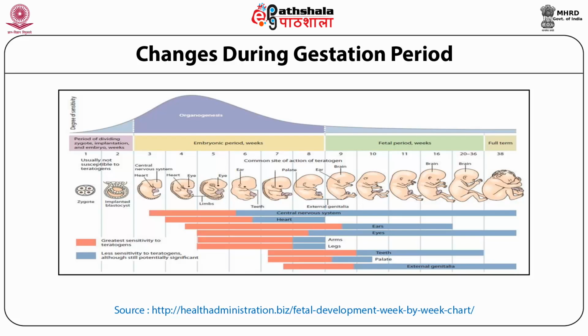We can easily see that brain development has taken place by the 16th week, and from the 20th week to the 36th week we can see the full brain development, and a full-term baby is there by the 38th week of pregnancy. So this shows us the complete development from a zygote to a newborn baby.